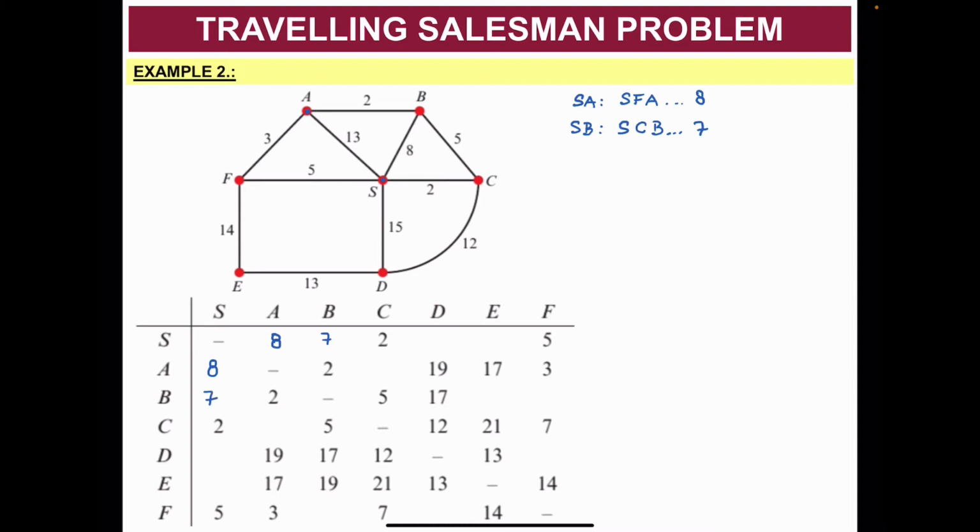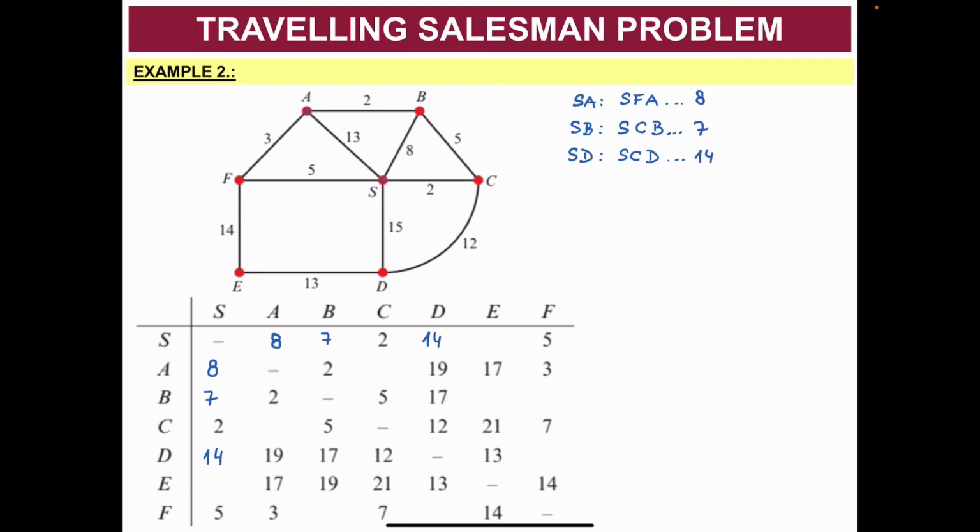Then the next one missing is SD. And SD, when you look at the picture, the direct link is 15. But you can go through C, that is only 14. So S, C, D is only 14 units. You could also check the other routes, but they would be longer. The next one is, so 14 is here, and 14 is here as well.